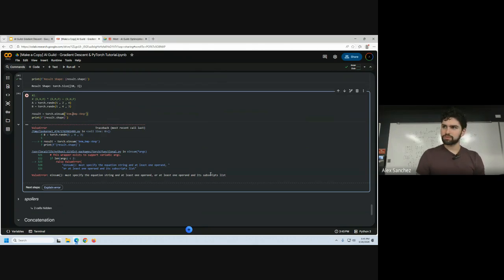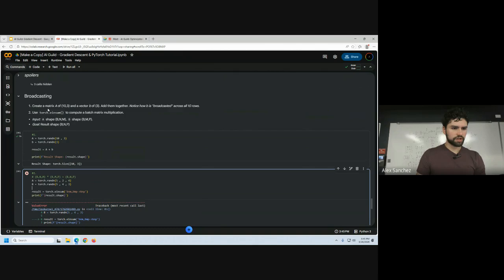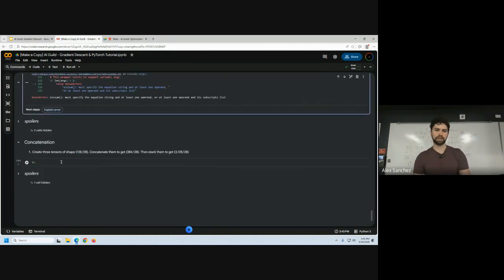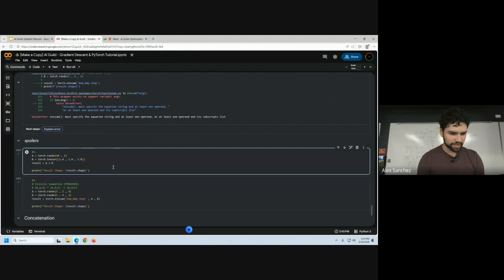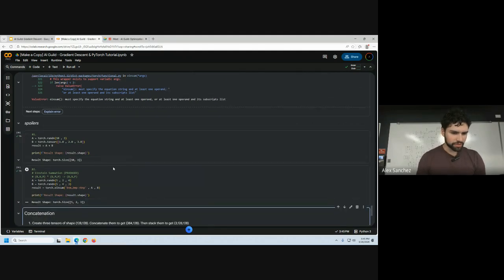This is a concat example. This is just showing off einsum. Oh, concatenation, that would just be the last one we do. Now, errors again. What did I do wrong?